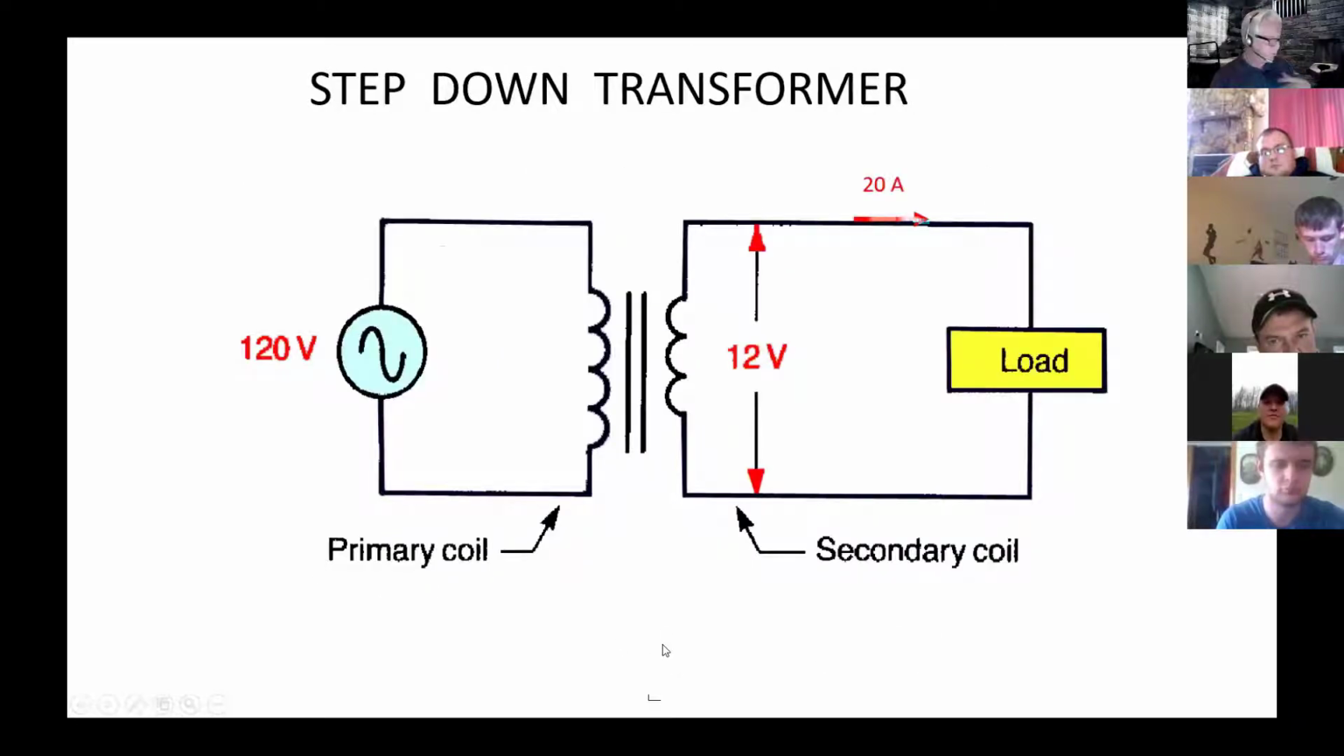So here I'm showing a step down transformer. It's just a little bit of a review. I've got 120 volts here, and 12 volts over here. Can anybody tell me the transformation ratio of this?